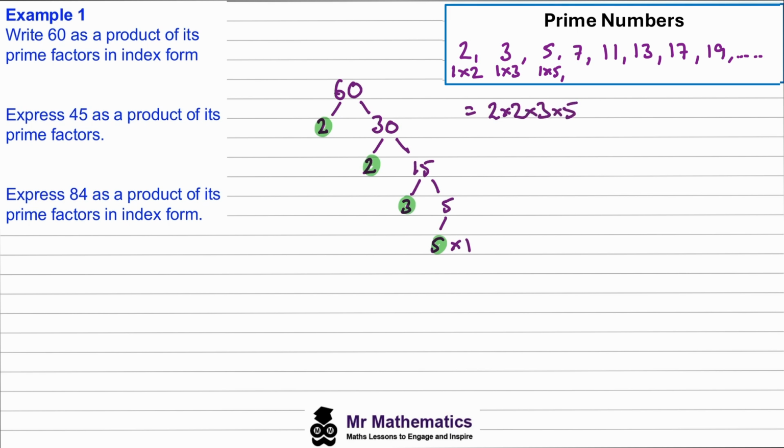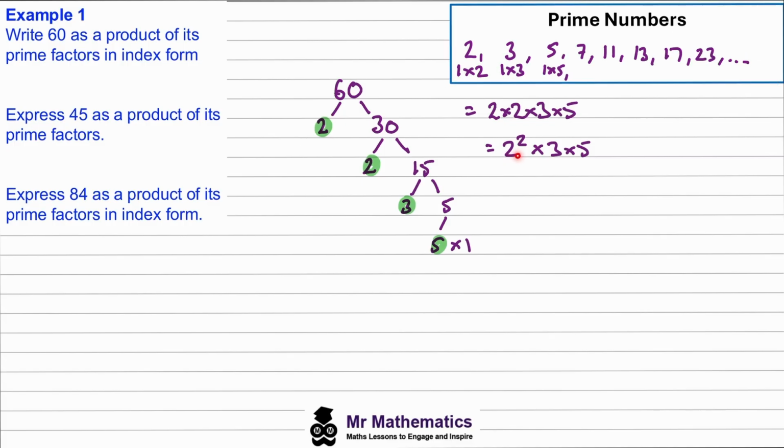Now we can write this using index notation, because we can write this 2 times 2 as 2 squared. Then you're multiplying it by 3 and 5. Clearly, if we had lots of 2's or lots of any one of these numbers, it's much easier to write it as a power rather than having to keep repeating it.